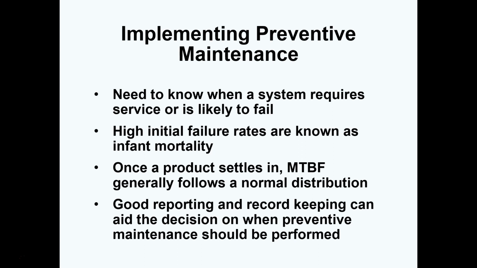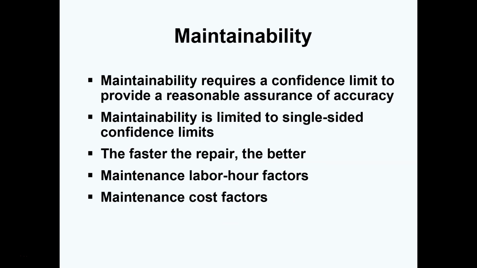If it needs major repair because of corrective maintenance, then that will be downtime, or idle time, for the employees, for the machines, for the production line, and more money will be needed to fix that production line to bring it back to the state that it was in before. Maintainability requires a confidence limit to provide reasonable assurance of accuracy. The faster the repair, the faster the system will go back to its regular performance level.